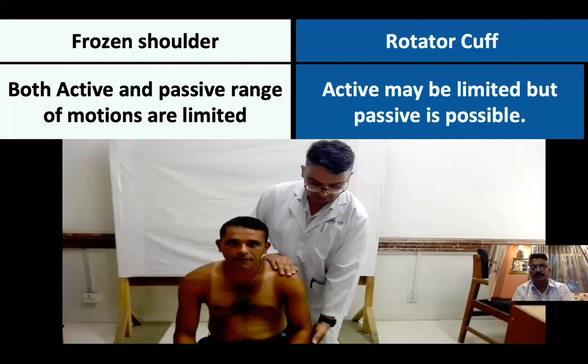Whereas in rotator cuff, active may be limited, but passive is possible. So there is a disparity, or a discoordination, between the active and passive motion in rotator cuff. Whereas in frozen shoulder, both the active and the passive movement will be the same.